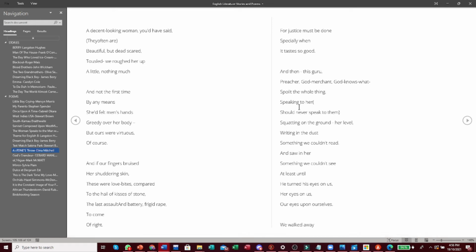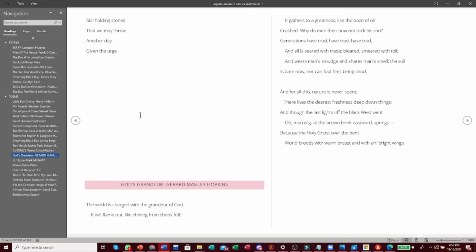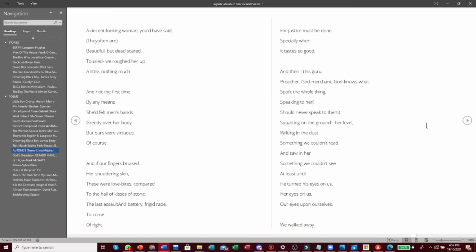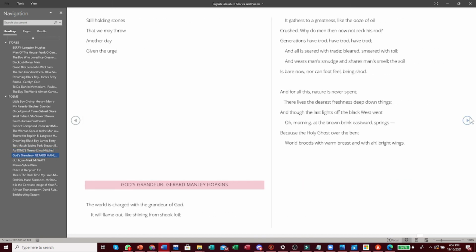And in the actual biblical story, as I would have said before, Jesus would have said, who is without sin cast the first stone, and this is alluded to here. He turned his eyes on us instead of looking to the woman now. He's looking at us now. Her eyes on us, the woman looking at them, and our eyes upon ourselves. Reflection. Our own sin. Look at our sin, which is alluded to from the real story. We walked away, still holding stones, that we may throw another day, given the urge. So that means they still got that anger, they still got that resentment, but not today. I was exposed today, not today, but another day.